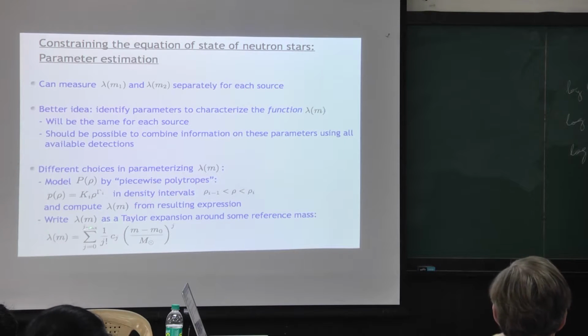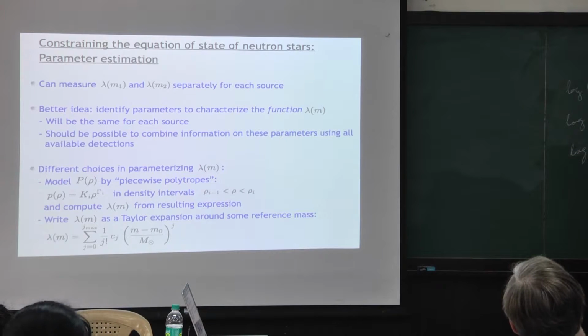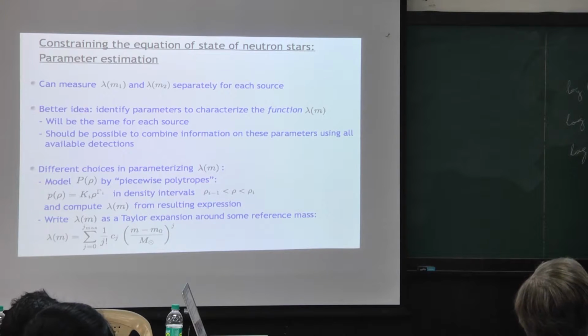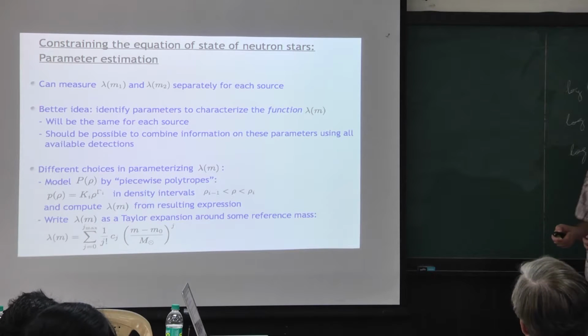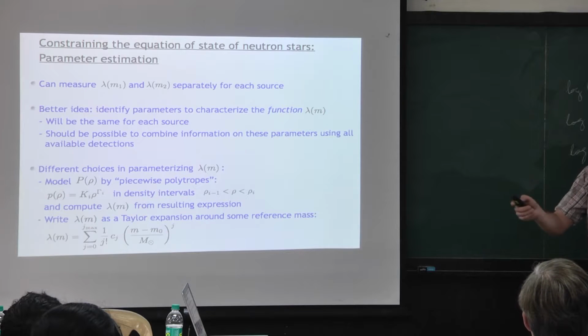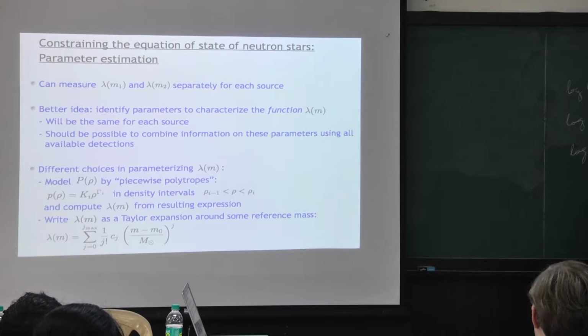And then on the other hand, you might say, well, I'm an observer, the theorists can figure it out later. What I'm going to do is simply write my lambda of M as a Taylor expansion around some reference mass. So M naught could be, I don't know, 1.4 solar masses. I can be fairly certain that the range of masses that are possible for neutron stars will not get very far away from those, and that is what I'll do. That is a perfectly fine choice.